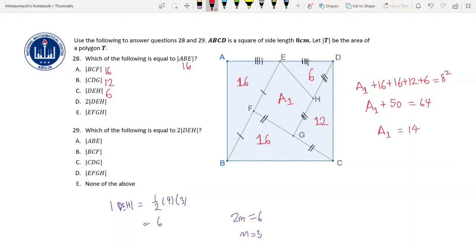Okay. So this is 14. So you can just quickly check. 14 plus 6, 20. 20 plus 16 plus 16, that is 52. And 52 plus 12, that is 64. Okay, so that's it. So that's how we get it.